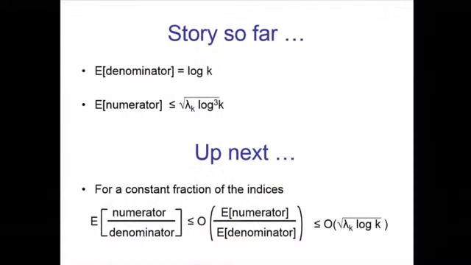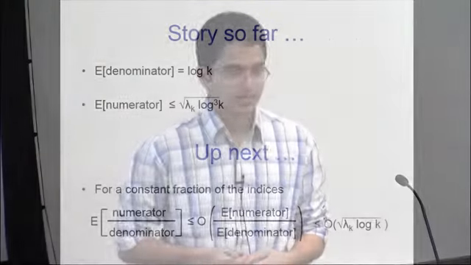Okay, so till now I showed you that the denominator is log k, and the numerator is square root lambda k log cube k. And now I'll show you that for a constant fraction of the indices, the expected value of the ratio is bounded by some constant times the ratio of the expected values, which is square root lambda k log k.